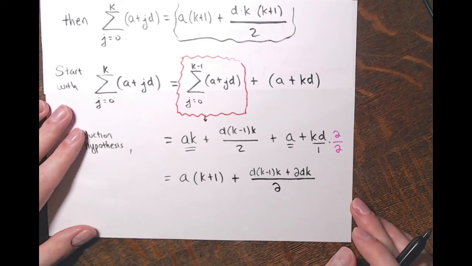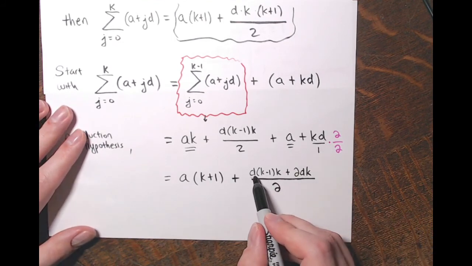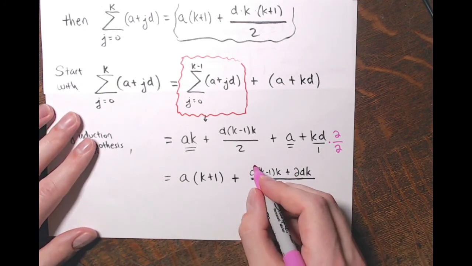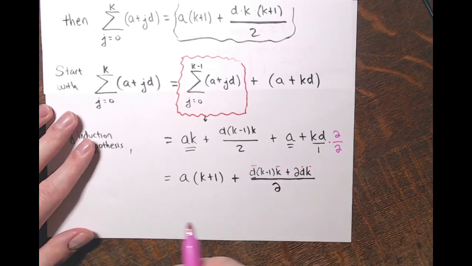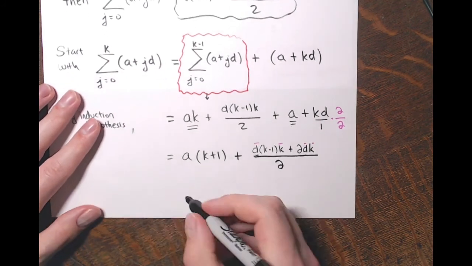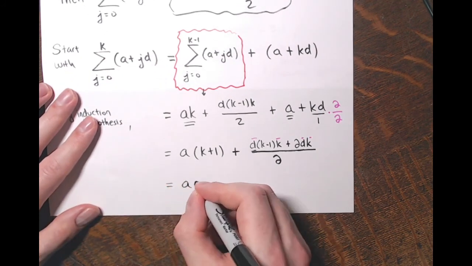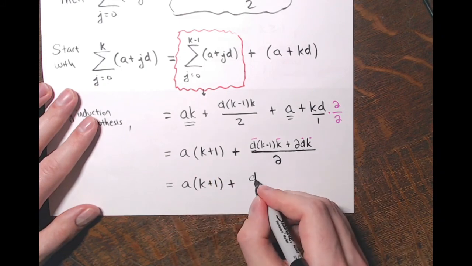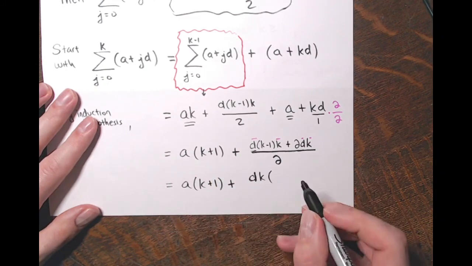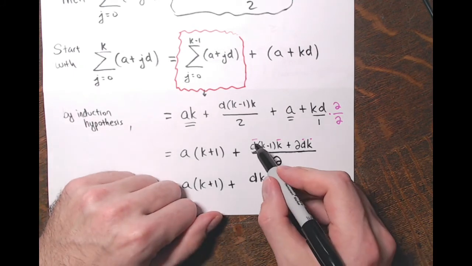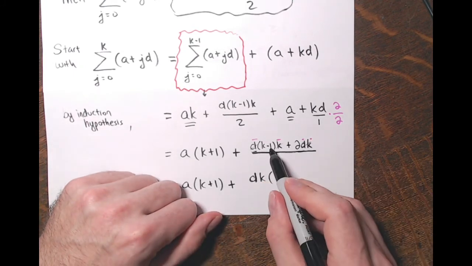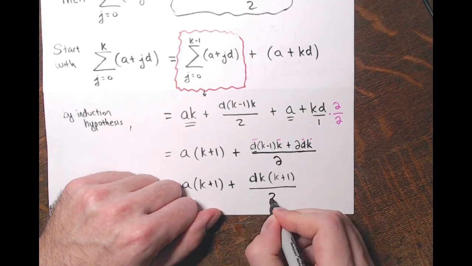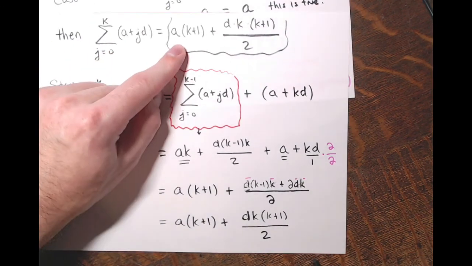And then something I'm noticing is that both of these terms in my numerator have a d and a k. They both have dk, so I can factor that out. So this is a times k plus 1 plus, and then both of these I pull dk out. If I pull dk out, what's left over is k minus 1 plus 2. Well, that's just k plus 1. And then we have over 2, and this is exactly what I had up there.